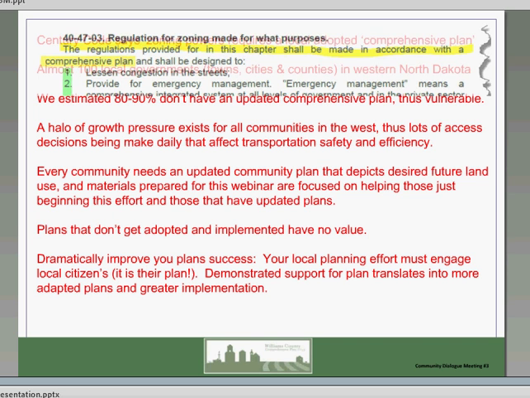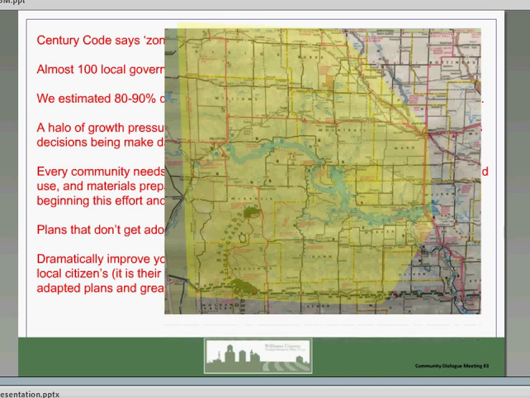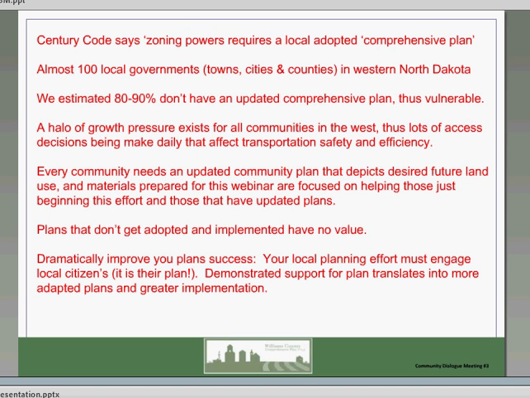Okay, and when we looked around at northwest North Dakota, we concluded that there were about 100 jurisdictions, including all the unincorporated towns and incorporated towns, cities and counties. But we also concluded that probably 80 or 90% of those places did not have updated community plans, which are very important for them to have if they want to use the powers of zoning, etc. There are these halos of growth that you see around basically all towns, pressure to double in size regardless.